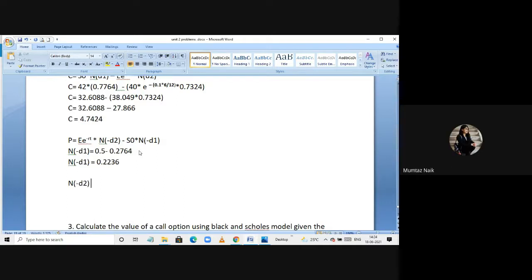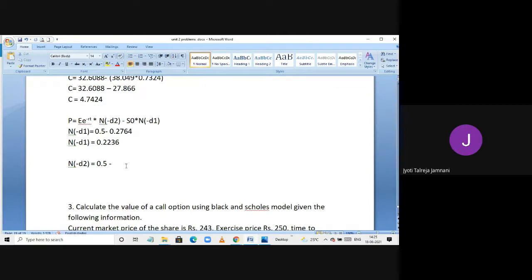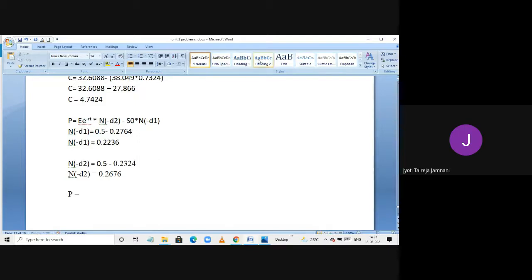Yes, ma'am. Then N minus d2. So again we'll do 0.5 minus whatever the d2 table value we got. We got it as 0.2324. So the same table value, only now I'm doing 0.5 minus that because I want N minus d2. So N minus d2 will be equal to 0.2676. Yes, ma'am. Now I'll put the values in the formula. I'll tell you the final answer. You can try solving it. If you're getting that answer or not, we'll check it in the next class.